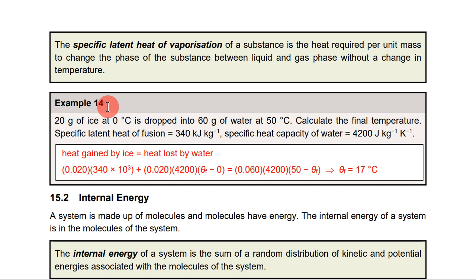So you may want to refer to example 14 for reference. We're going to do the same thing to solve the question as in our lecture example 14. We're going to say that the heat will be gained by the cold ice, and the heat gain will come from the heat loss by the warm water.